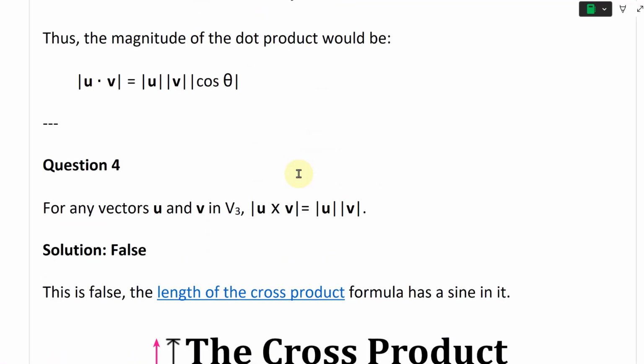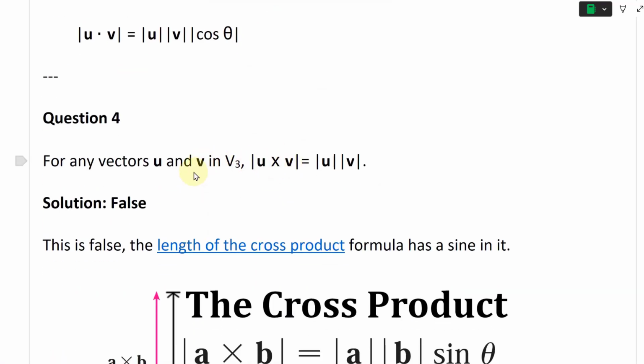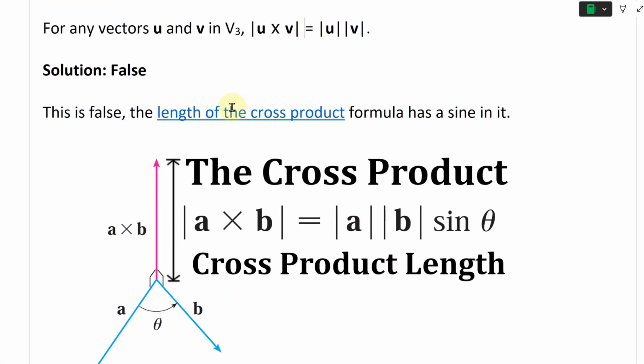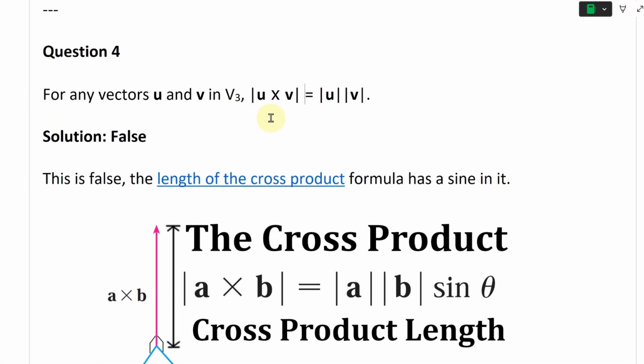All right, so now let's take a look at question 4. For any vectors u and v in V3, or basically again the set of all vectors in 3D, we have the magnitude of the cross product u cross v, and we're told that this equals the magnitude of u times the magnitude of v. Now this is actually false, and again the reason is because we already have the formula for the length of a cross product, or the magnitude of a cross product.